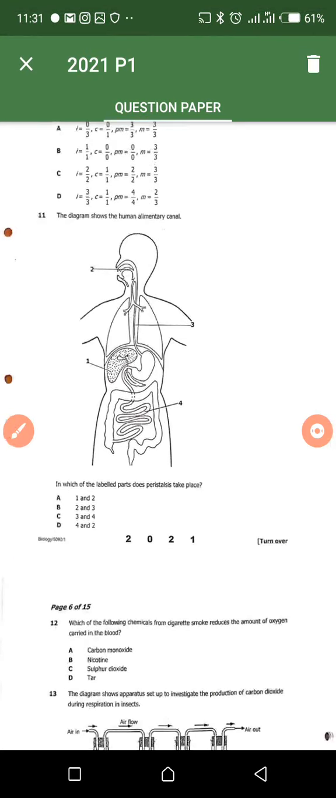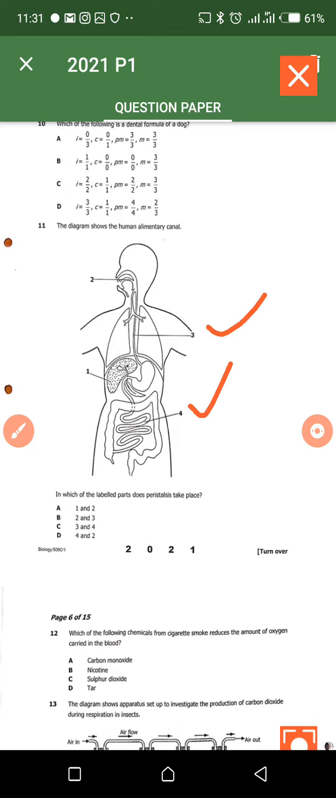The diagram shows the human alimentary canal. In which labeled part does peristalsis take place? Peristalsis takes place in order to propel the food substances forward. So it occurs in the esophagus and also in the intestines. Meaning that the answer there is the one containing 3 and 4. So C is the correct answer there. Okay, we continue the journey.